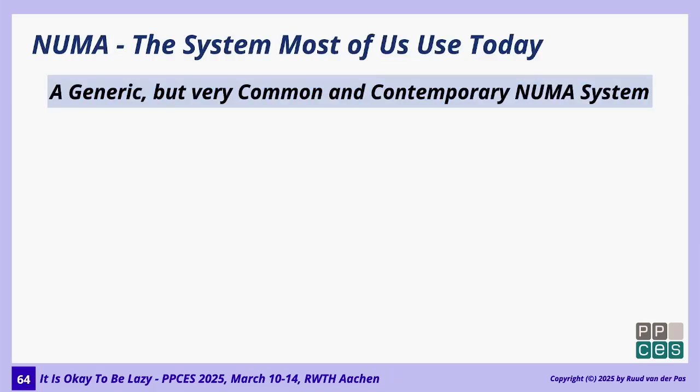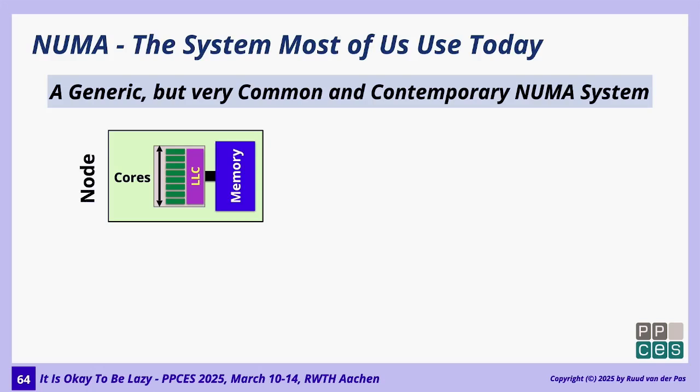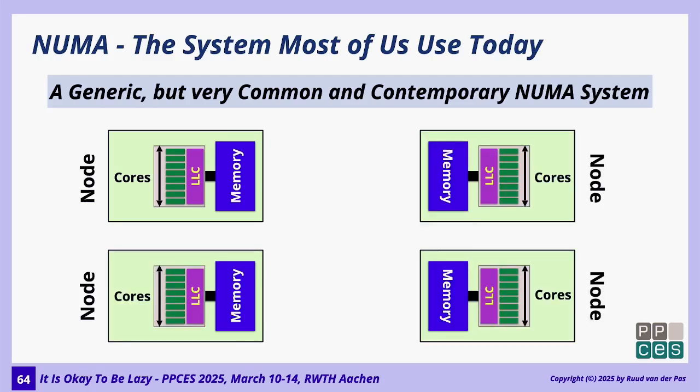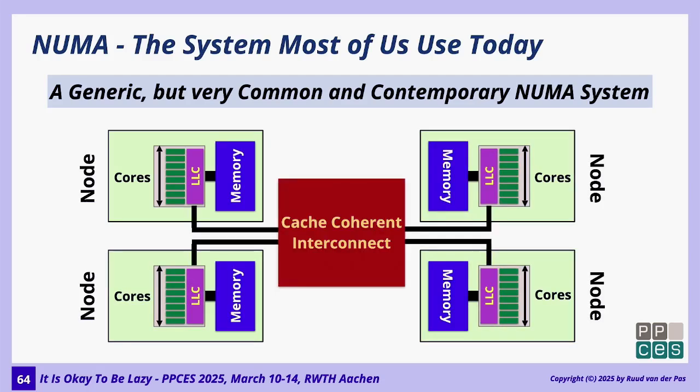And when we look at what systems look like today, at the low level, sometimes called a chiplet, you have a little computer as a node, or a big one. It has a bunch of cores, it has caches, including the last level cache that talks to memory, and that's a compute node. And when you have multiple of those nodes in a NUMA system, you glue them together through a cache-coherent interconnect, which maintains coherency across the whole system.